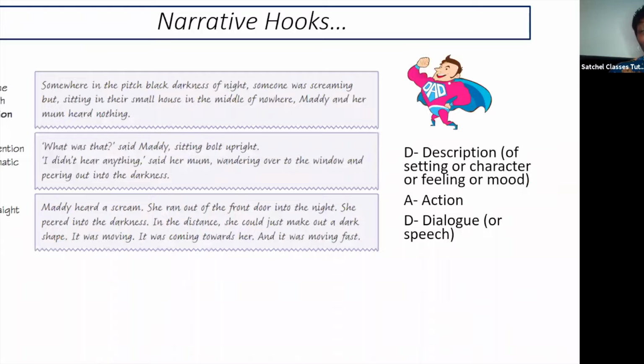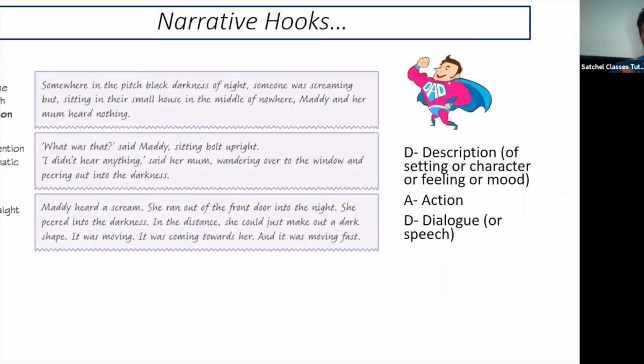Now, the first aspect, narrative hooks, is just a way of getting you into the story, of starting the story in a way that your readers and your teacher will be interested and engaged. One way of remembering it is DAD, D-A-D: description, which could be description of the setting or the character or the feeling or the mood; action, so something happens, maybe a mysterious happening; and dialogue or speech.